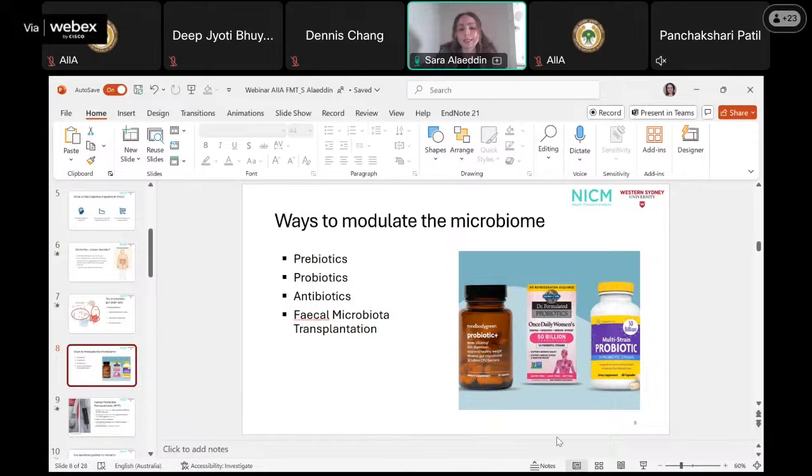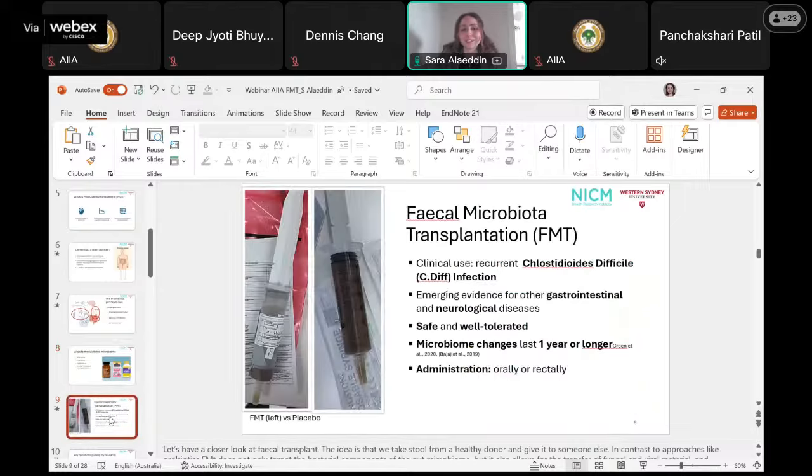Now, there are several ways to modulate the microbiome. We spoke about pre, pro, and postbiotics earlier today. There's also antibiotics which induce a significant change in the gut microbiome, although that's not always beneficial. And then we've got fecal microbiota transplantation. And this is what my research was focusing on.